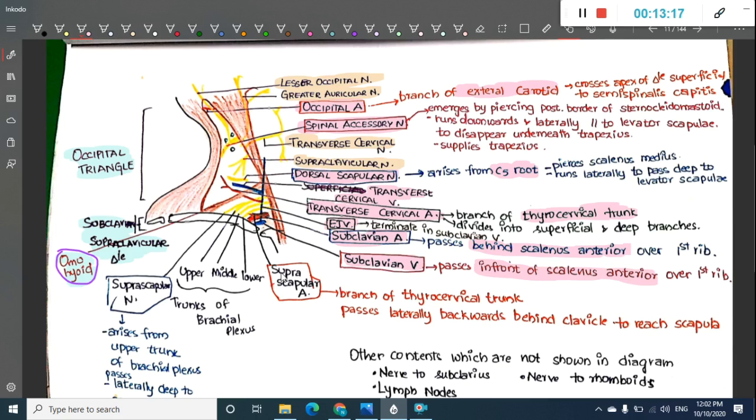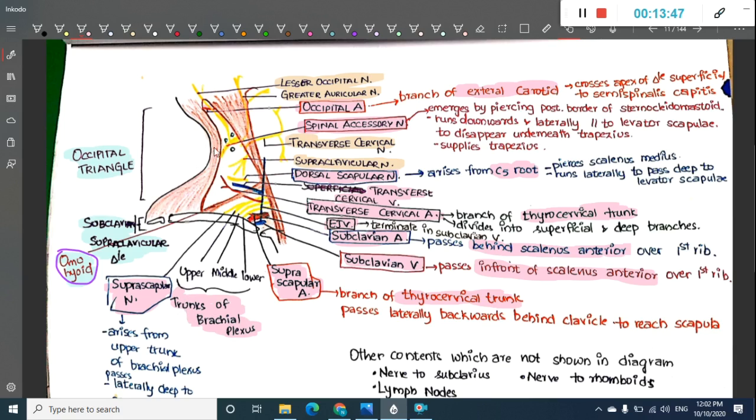Then from the thyrocervical trunk we have one more branch, which is called suprascapular artery. This suprascapular artery is also a branch of thyrocervical trunk. Then we have suprascapular nerve also. This is the suprascapular nerve. It arises from the upper trunk of brachial plexus. Then these trunks of brachial plexus are also seen in this triangle, that is upper, middle and lower trunks of brachial plexus. So we have lots of contents.